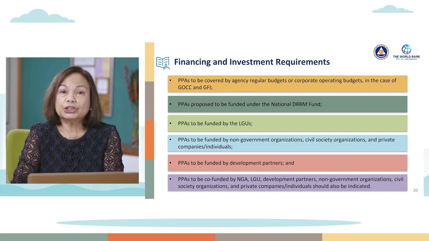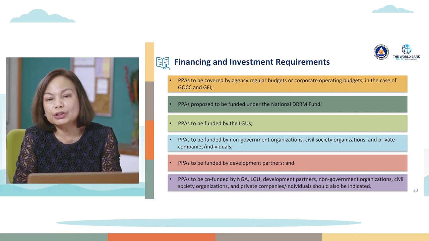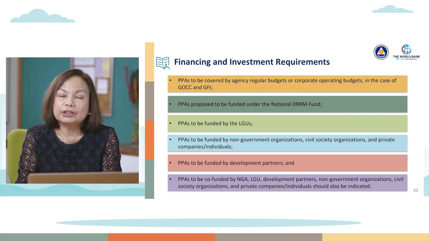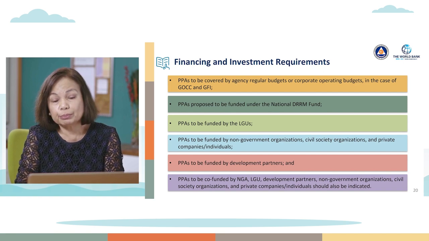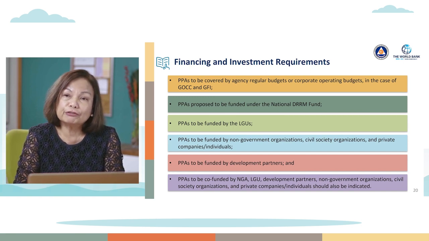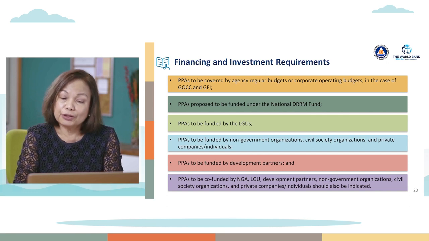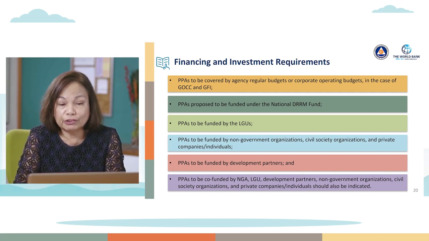One will be the regular budgets of the national government agencies. Now, when it comes to government corporations, they would have their corporate operating budgets. And in the case of the government financial institutions, like for example, Development Bank of the Philippines, the Land Bank, these are possible sources of financing for your different programs and projects. Another source would be the National Disaster Risk Reduction and Management Fund, but this has to be endorsed by the NDRRM Council and approved by the Office of the President. So medyo you have to go through a certain process to be able to access funding from the NDRRM fund.